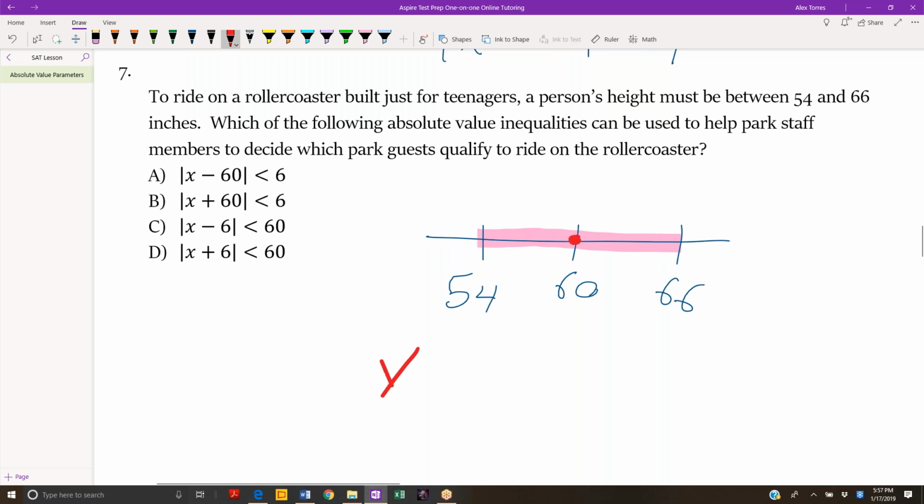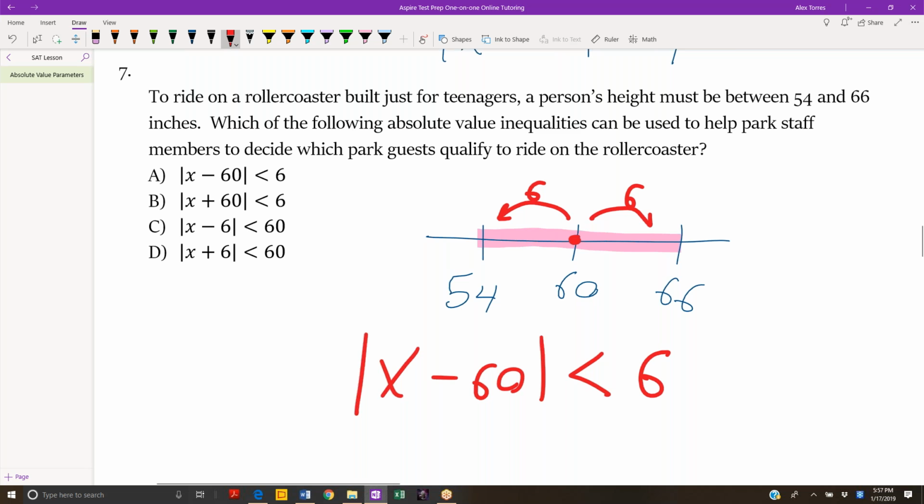So we're talking about this range with 60 as our middle number. So we're saying the distance between any number and 60, the absolute value of that distance, must be less than how much? So what is the distance between 60 and any number at the end? Well, this is a distance of 6 here, and that's a distance of 6. So the distance between any number and 60 must be less than 6 in order to have that little pink range there. So that's this answer right here.